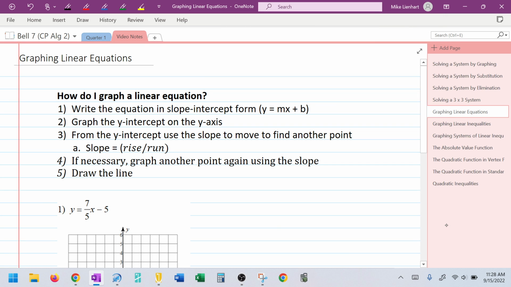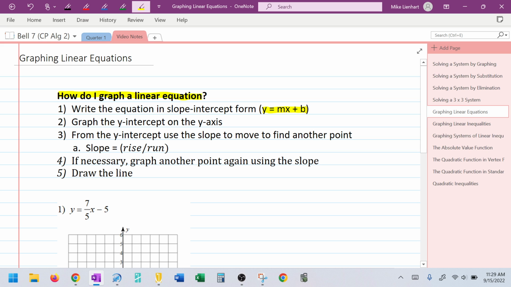This video is about graphing linear equations, or in other words, graphing equations of lines. So how do I graph a linear equation? In my experience, the easiest way to do this is to focus on graphing from a particular form of a line known as slope-intercept form. Many of you have heard this as y equals mx plus b.